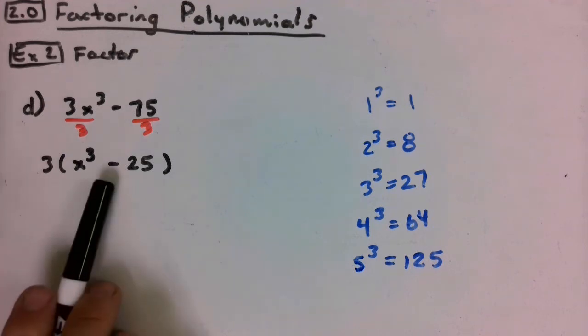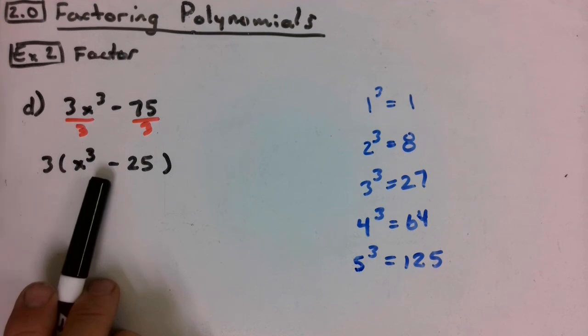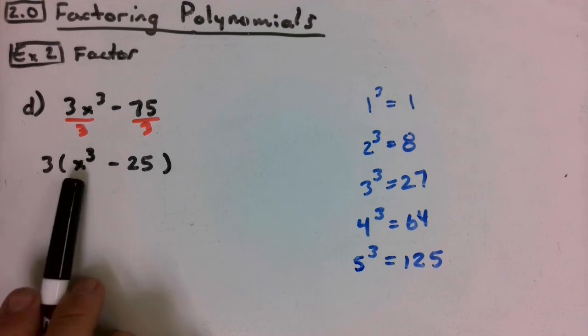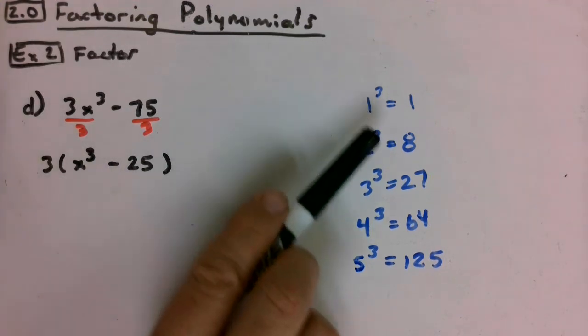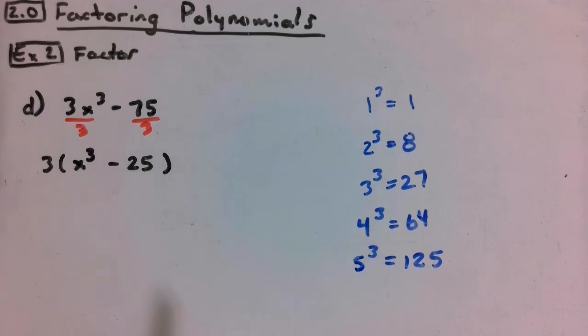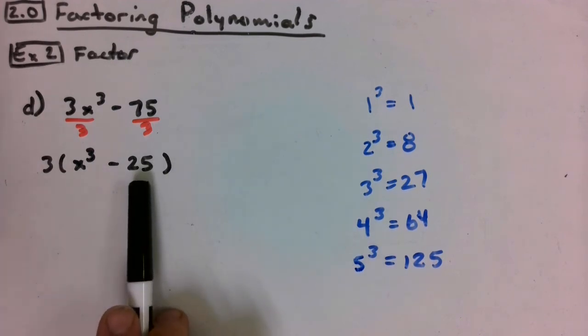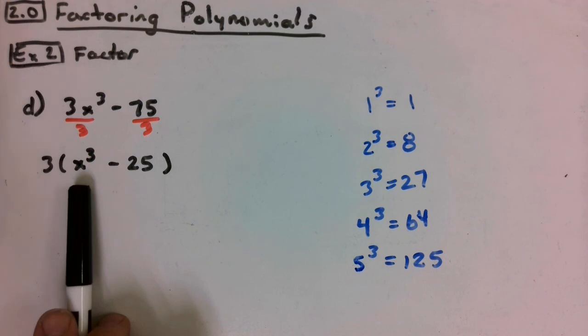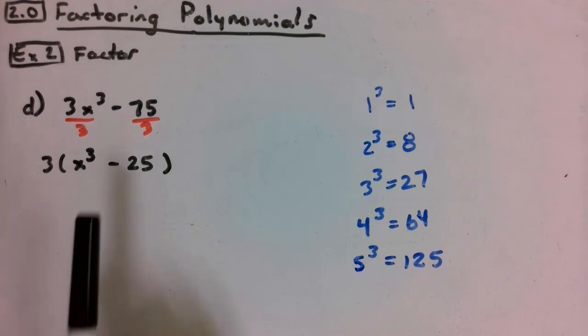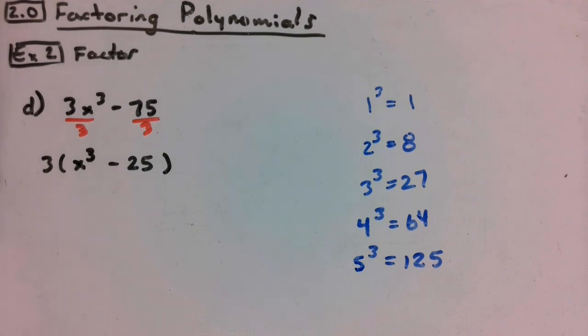This is subtraction, so maybe this is difference of squares, or maybe this is difference of cubes. Or maybe it's not factorable at all. We'll just have to check that out and see. X cubed is a perfect cube, but 25 is not. 25 is not on our list over here. 25 happens to be a perfect square, but x cubed is not a perfect square. So we check to see if they are both squares, and they're not. We check to see if they're both cubes, and they're not. So we can't do any more factoring at all.